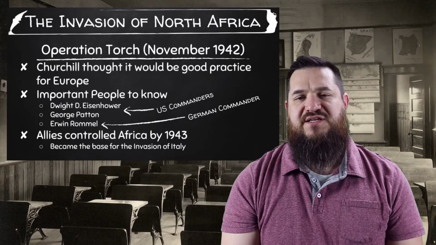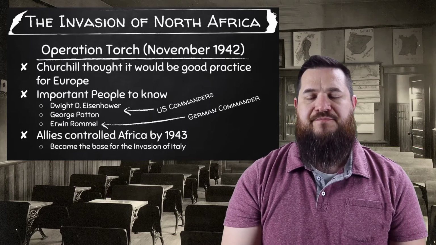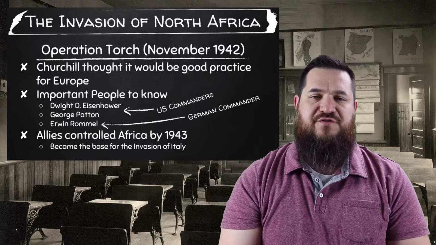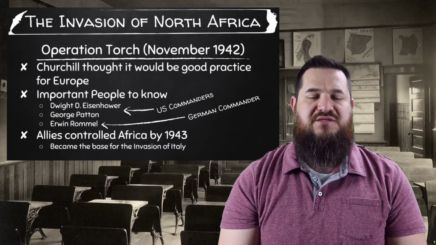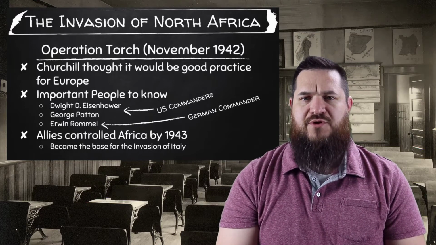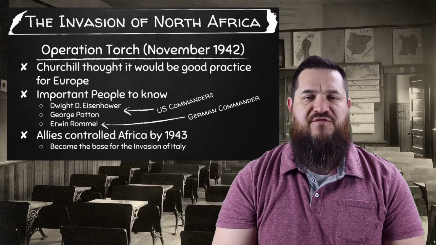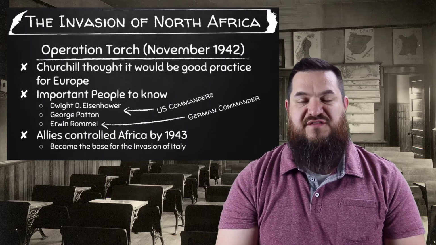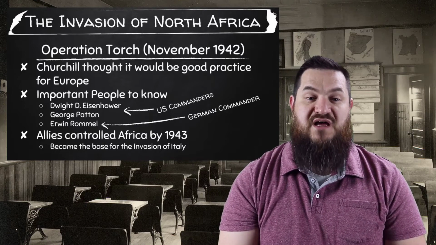In November of 1942, the Allied forces invaded North Africa. This was on the urging of Churchill. Churchill thought this would be great practice to get the Allies ready for what they would face in Europe. Remember, Great Britain is the only military that had any experience fighting the Nazis, and the first time they tried that, they sort of got their butts kicked all the way back to Dunkirk.